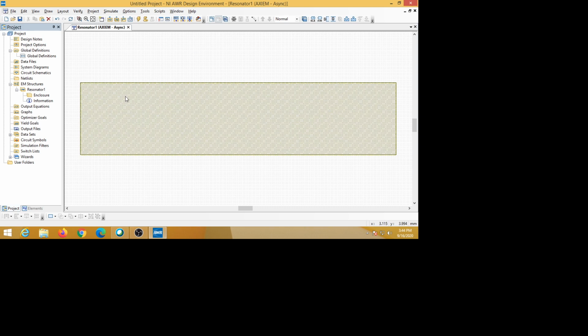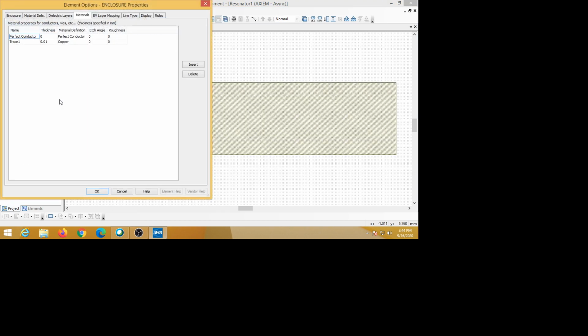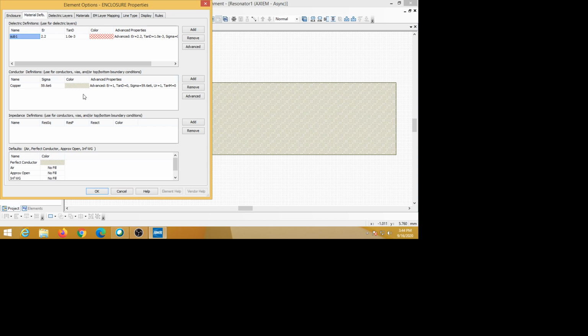For copper, for example, we go to the material definition, that is Enclosure. In the enclosure, you see the copper material definition. What is given here? Copper is there, with a gray color, but the slants are in the opposite direction. You can see the slants are like this.